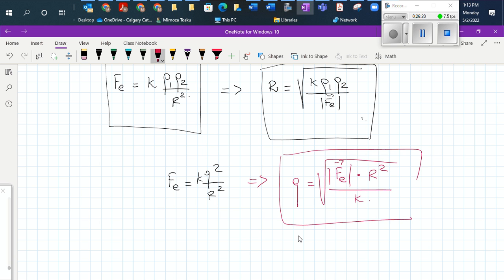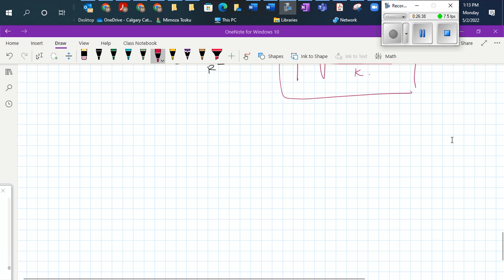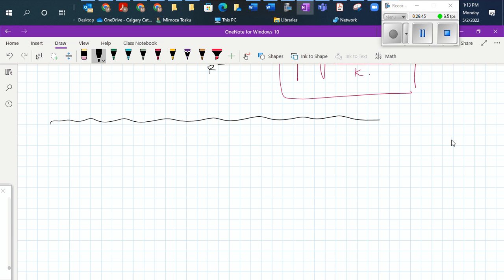Again, this formula is not in your formula sheet, but you can use it if the question is asking you what is the magnitude of the charges, knowing the distance and the electrostatic force. Now we'll see some questions related to the direct proportion in terms of the magnitude of the electrostatic force.